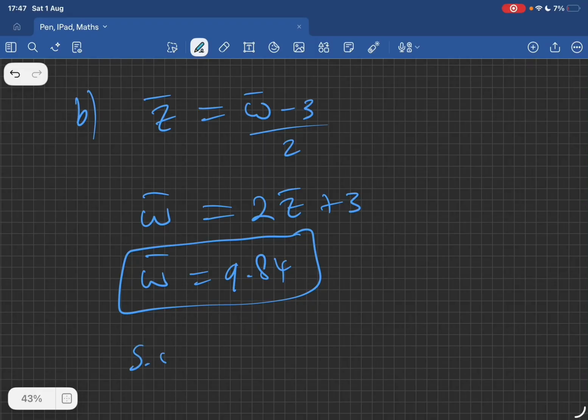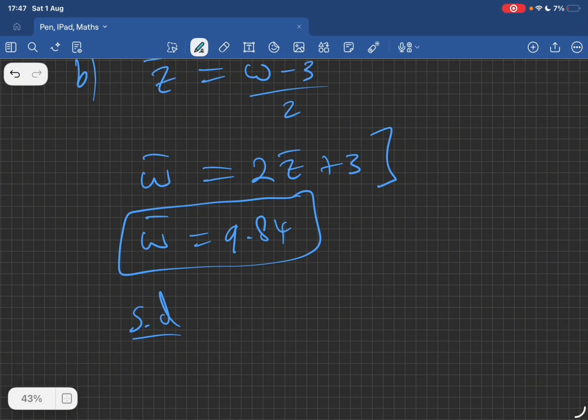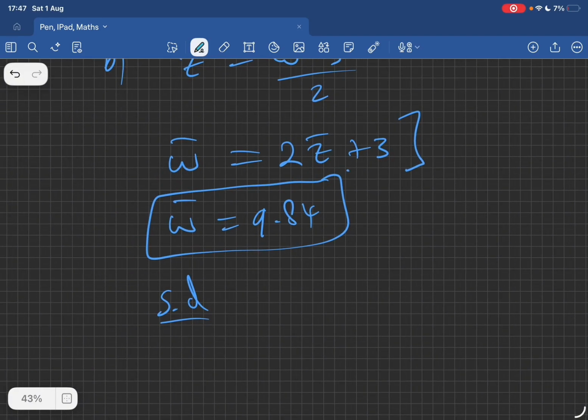But for our standard deviation, when we're looking at this formula, it is going to be a bit different. This plus 3 doesn't mean anything for standard deviation. It's irrelevant. Why is it irrelevant? Well, standard deviation is the spread, how far away data is. From GCSE, you can think of this like the range.